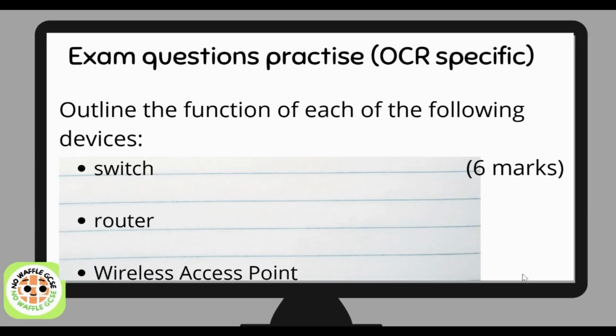Exam question practice time. So, can you outline the function of each of the following devices? And this is a 6 marker, so really think about what we've talked about in this video. So, you need to talk about the switch, router, and wireless access points. Let's review the answers.